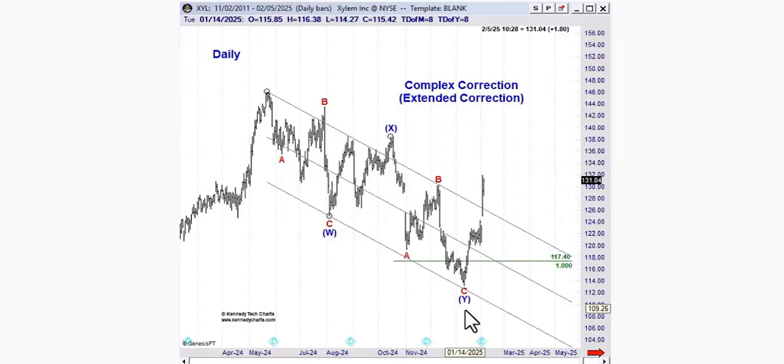So in this instance, this is actually a double zigzag. Also, I would like to do something I've never done before, and offer a new term. Instead of calling it a complex correction, let's simply call it an extended correction. That makes a lot more sense to me, and by removing the word complex, it loses a bit of the negative connotation. All a complex correction is, is an extended correction. Rather than having one single corrective pattern, you actually have two.